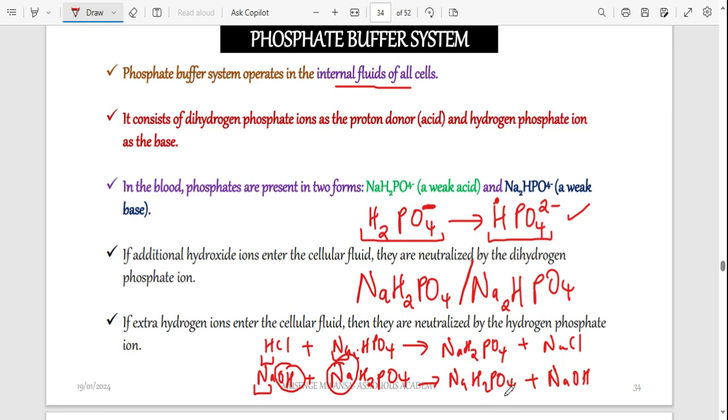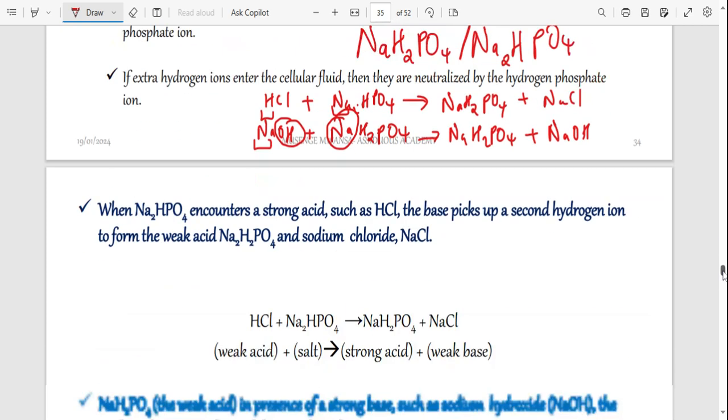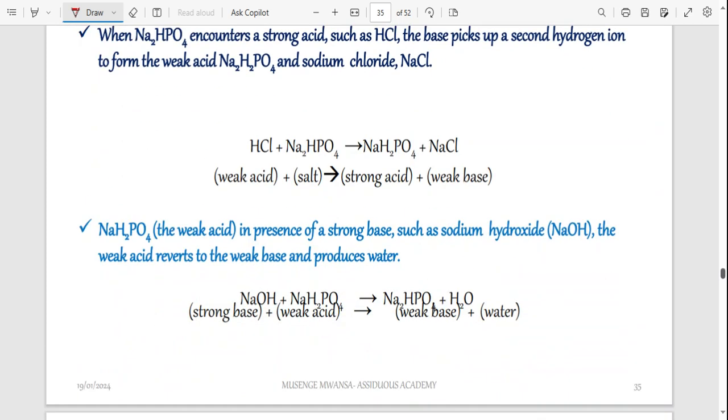Does this make sense? Okay. So this is what you can see here.